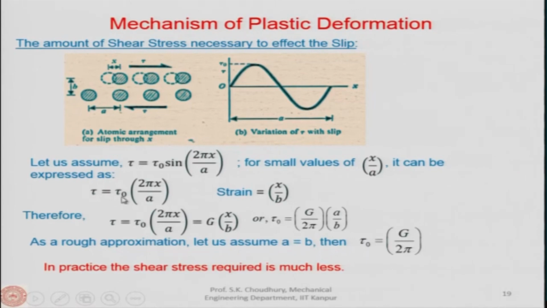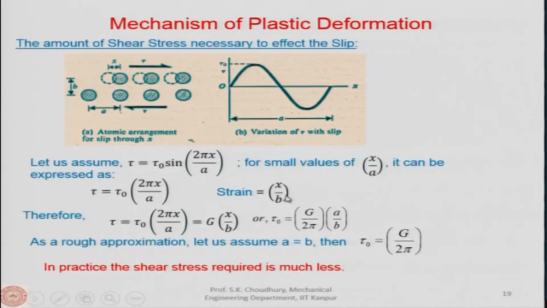So, tau is equal to tau 0 sin 2 pi x by a. This is for x by a being a really small value; you can see this, the displacement will be in microns. We are talking about the displacement of the atoms, of course, and that would be very small. Therefore, x by a can be said to be a very small value. The sine of a small value is that value itself. Now, the strain is given by x by b.